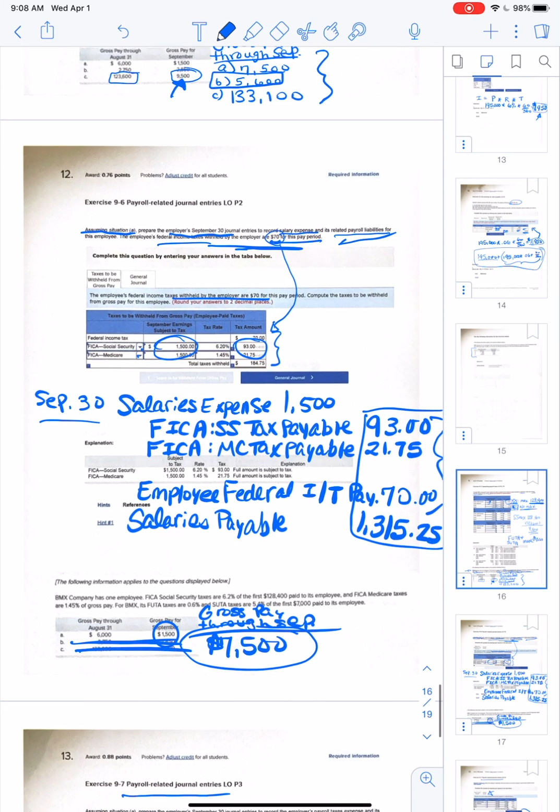Now, the next part of this question deals with the general journal. Because I did not pull that page in, I have instead opted to just show you what would have been on that page down here in this section.